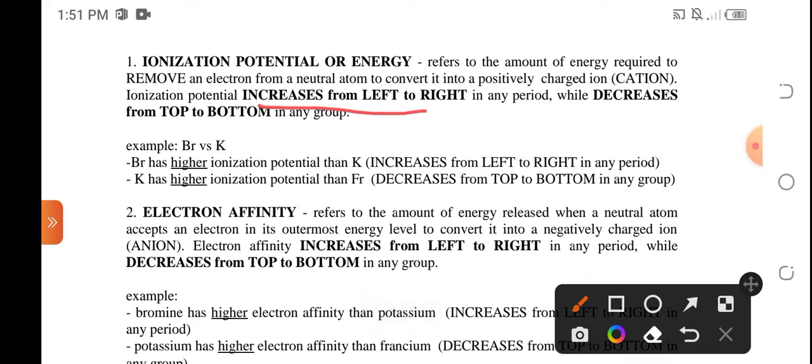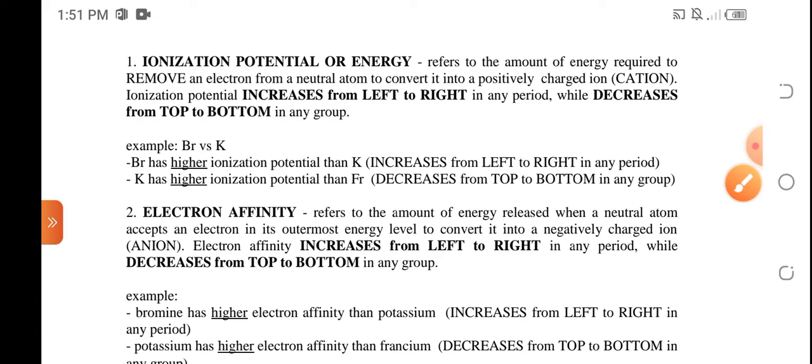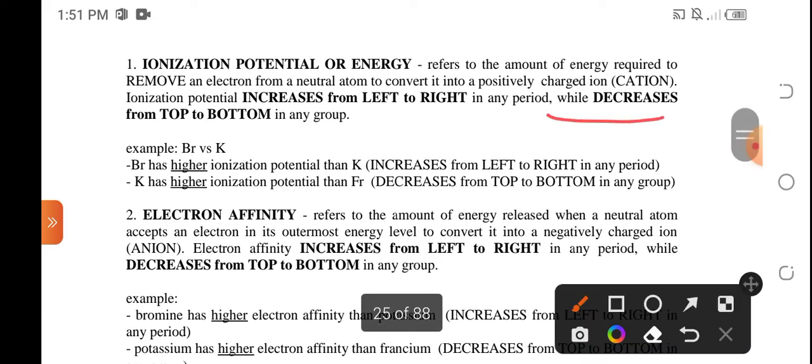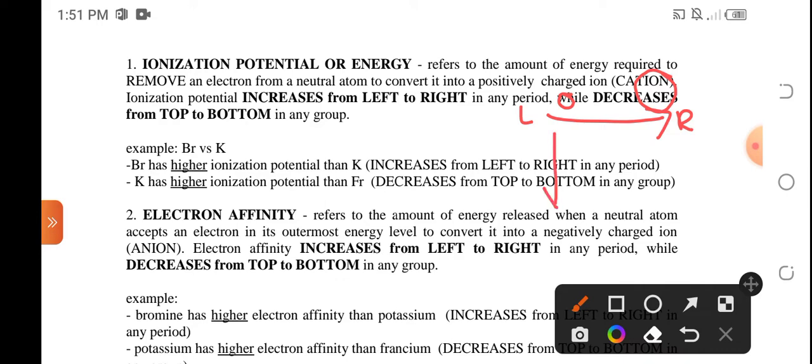Again, it increases from left to right and decreases top to bottom. Pwede rin natin isulat ito na from left to right. So pag ganyan, left to right, ito yung left, yan yung right. It is increasing. So when you say increasing, the one on the left is smaller than the one on the right. And then top to bottom, this is the top and this is the bottom. When we say decreasing, the one on top is bigger than the one at the bottom.